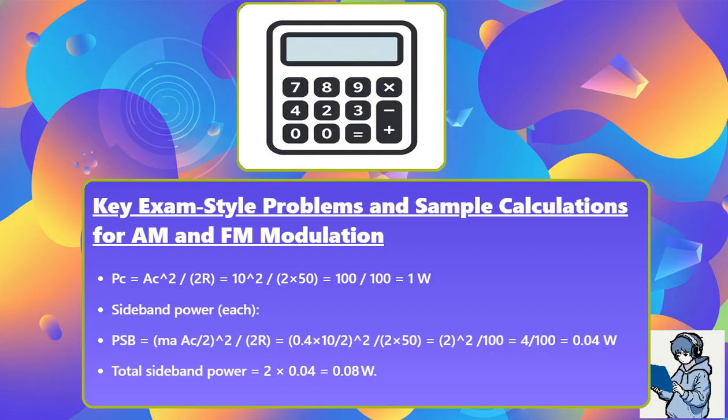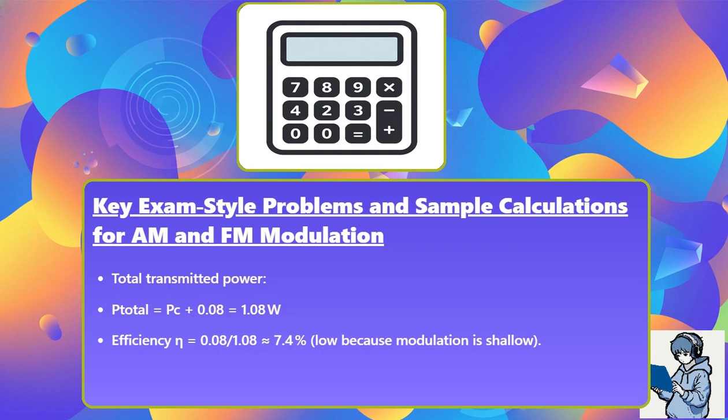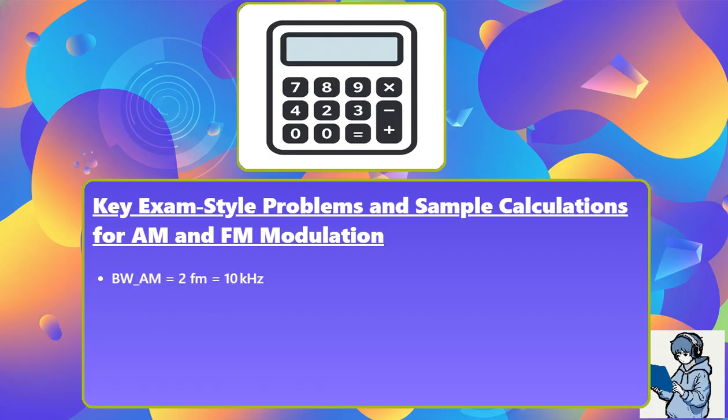Total sideband power equals 2 times 0.04 equals 0.08 watt. Total transmitted power P_total equals P_C plus 0.08 equals 1.08 watt. Efficiency eta equals 0.08 divided by 1.08, approximately 7.4%. Low because modulation is shallow. C. Highest audio frequency equals 5 kHz, so BW_AM equals 2 f_m equals 10 kHz.